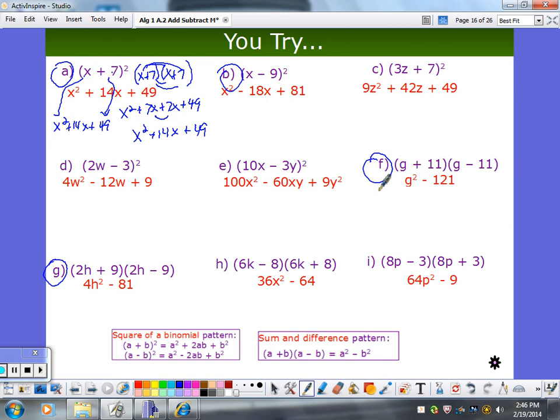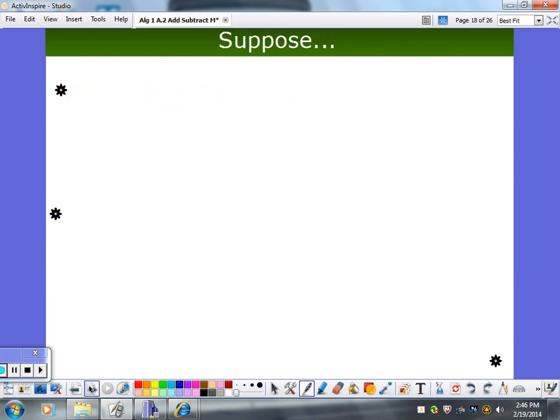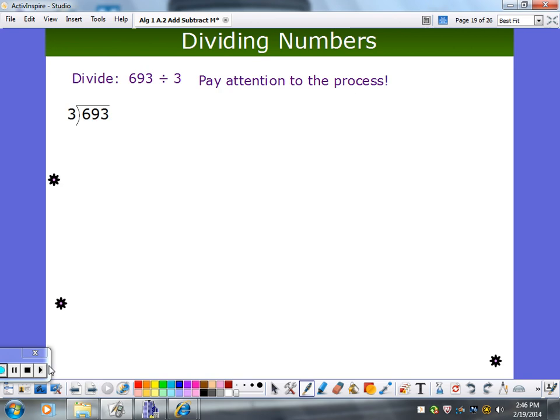How do we do with F? I got it. g squared minus 11 times 11, which is 121, not 22, correct? Be careful you're multiplying. 4h squared minus 81. 36k squared minus 64. 64p squared minus 9. Multiply the first and multiply the last. Yes? Excellent, because we're ready for the big time now. We're ready for the show.